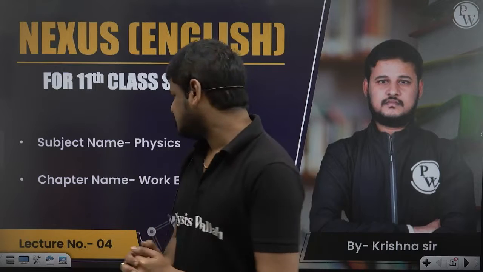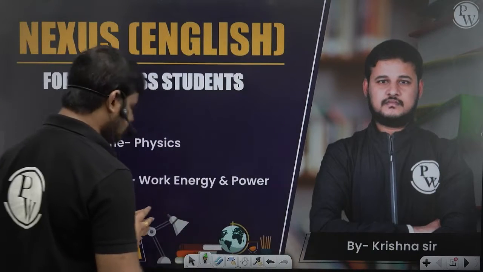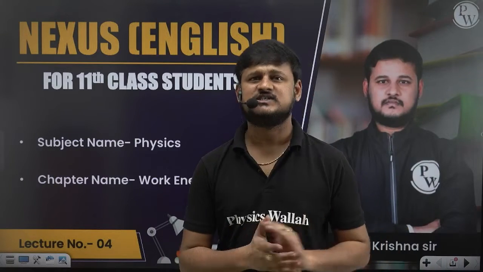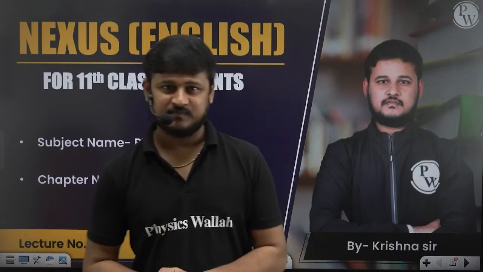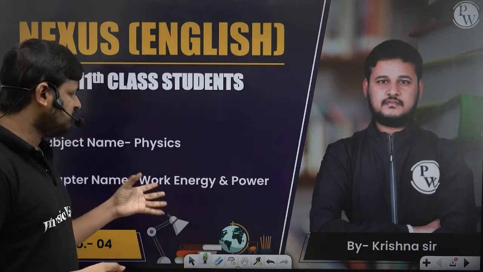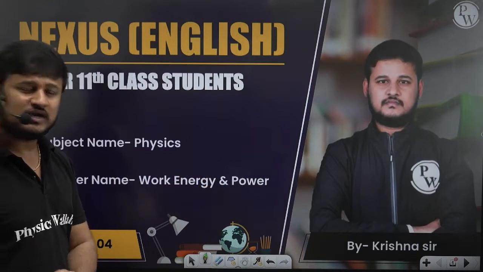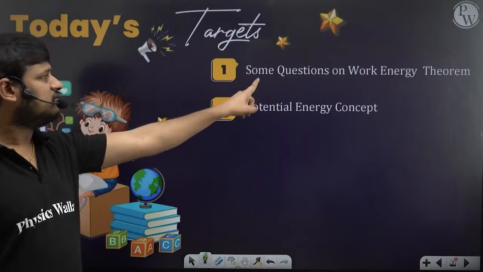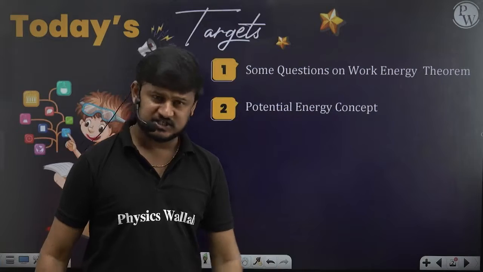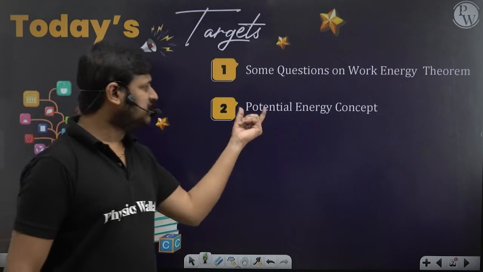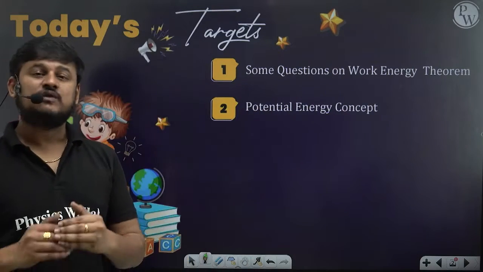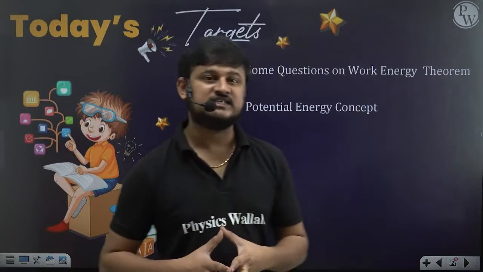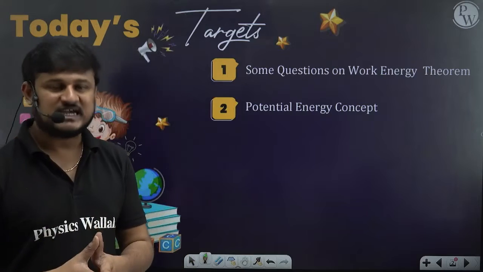In the last session of work, energy and power, we discussed the work energy theorem and solved some questions related to it. In continuation of this chapter, today we are going to deal with lecture number 4, where we'll cover some questions on the work energy theorem first, and then we'll see what potential energy is, what gravitational potential energy is, what spring potential energy is, and how we take care of the sign conventions.